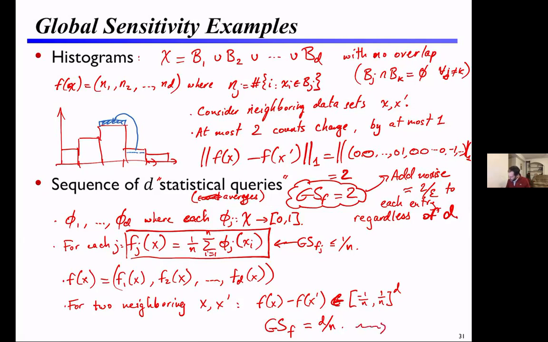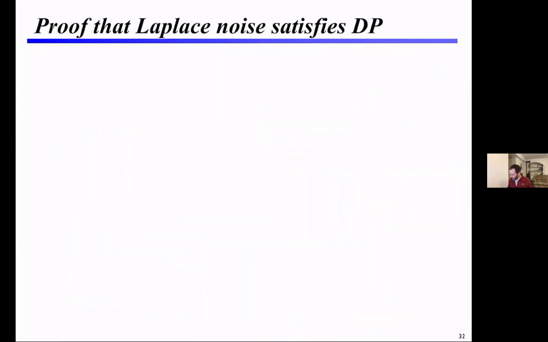So this leads us to noise of something like d over n epsilon per entry. As long as epsilon is not too small, n is pretty big and d is not too big, then we get a reasonably accurate estimate of each of these d averages. Okay, so those are a couple of examples of the Laplace distribution. Before we get through, I want to explain why it satisfies our notion of differential privacy and why the Laplace distribution specifically is the thing that works here.